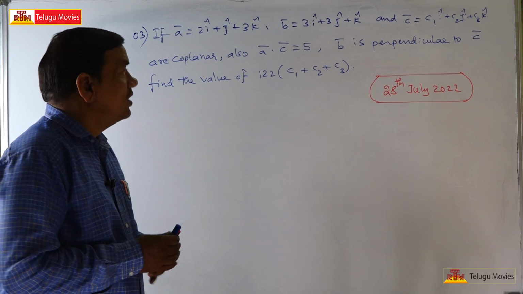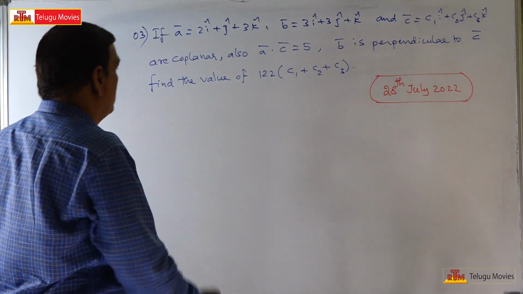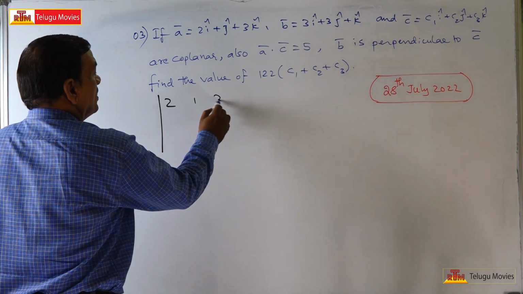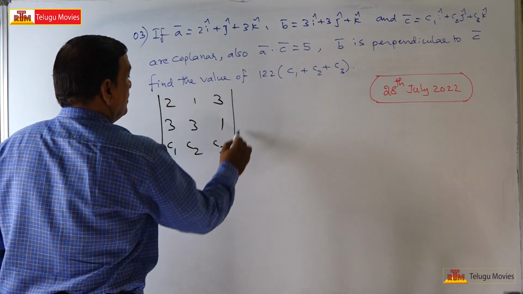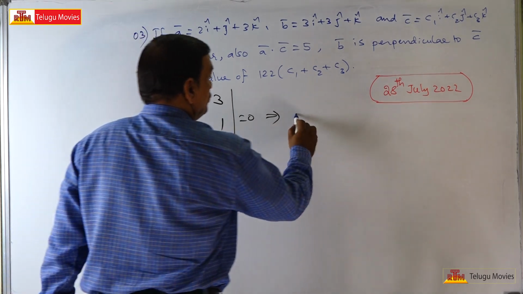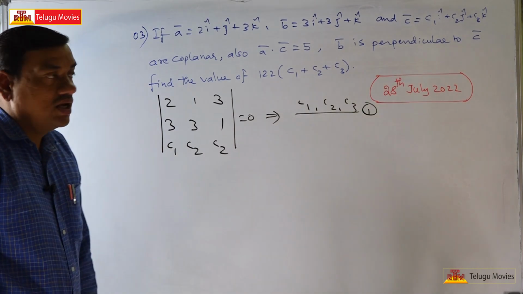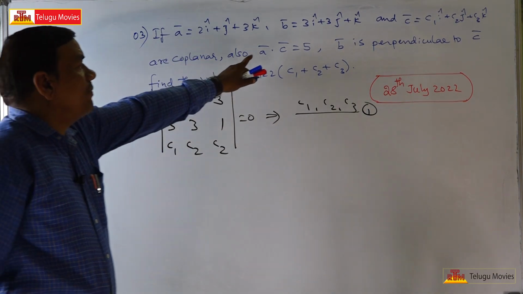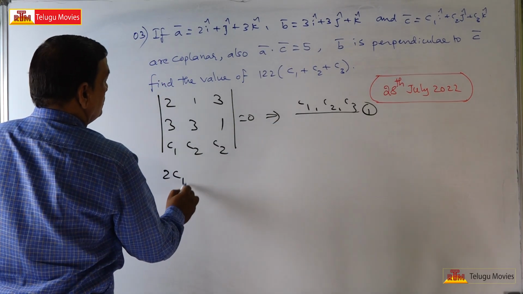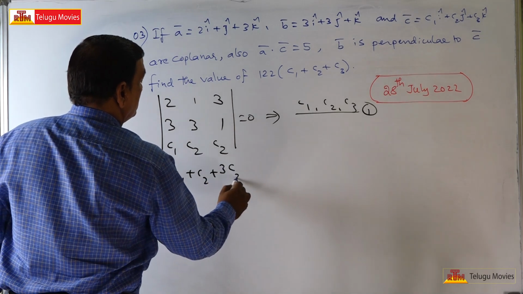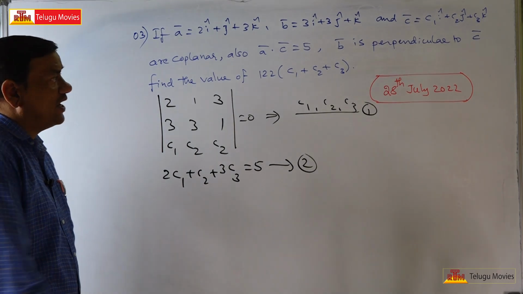Here, first thing, it is given that A bar, B bar, C bar are coplanar. That means immediately we have the determinant with rows 2, 1, 3; 3, 3, 1; C1, C2, C3 equal to 0. If you solve it, you will get one equation in C1, C2, C3. And one more thing is also given: A bar dot C bar is equal to 5. What is A bar dot C bar? That is 2C1 plus C2 plus 3C3 is equal to 5. It is the second equation.